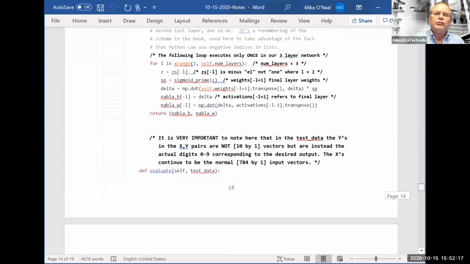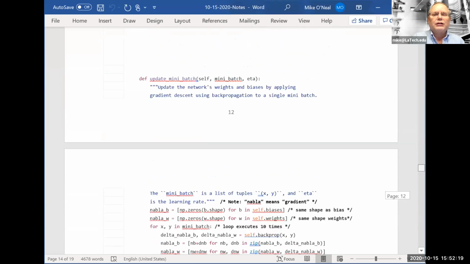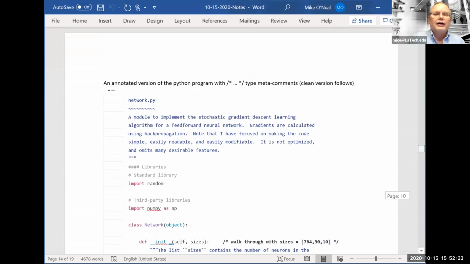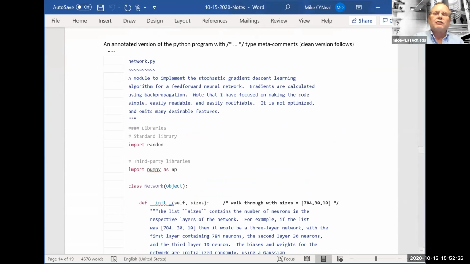So you're welcome to go through it. It might help you. It might hurt you. I don't know, because it is a very different way of writing the program than what you're going to be doing. But I did want you to know it's in the notes. It's there so that you can look at it.